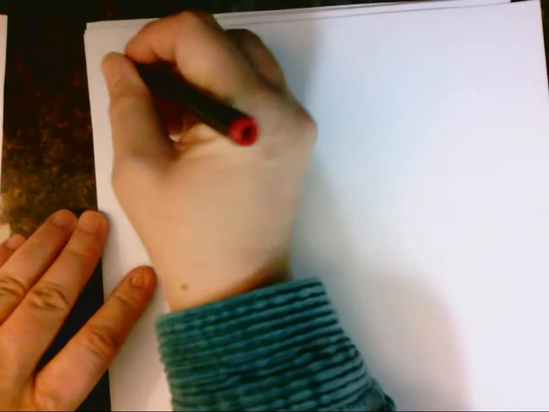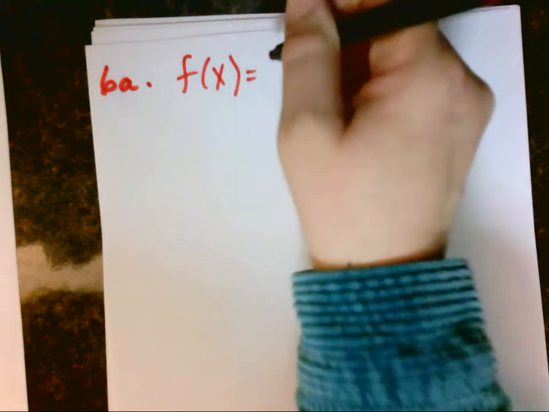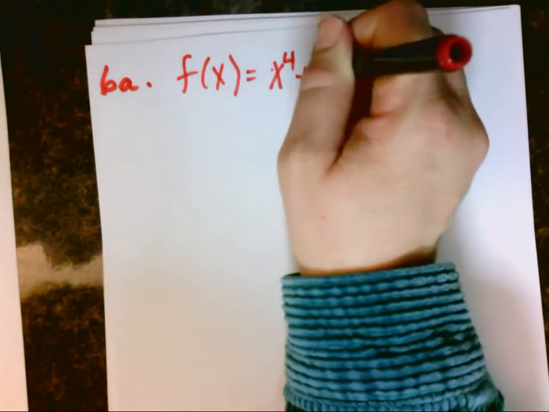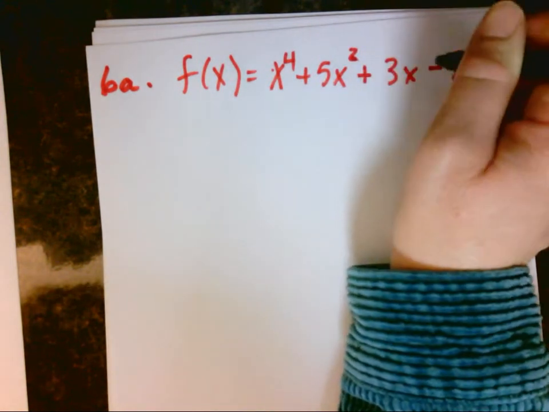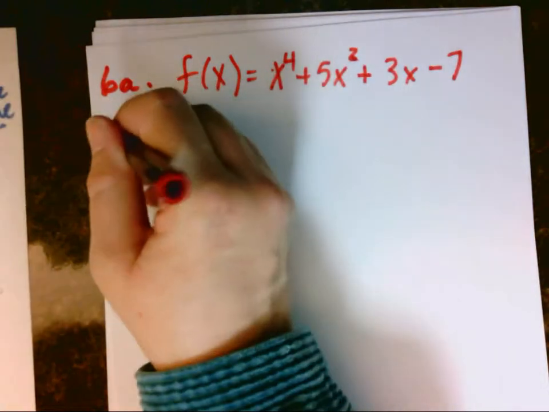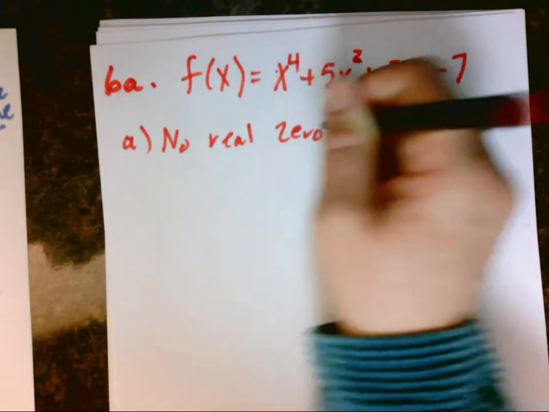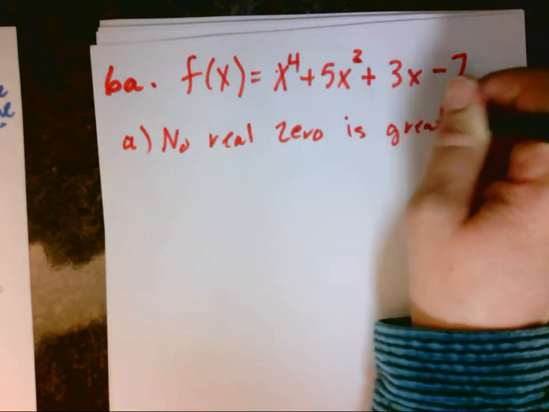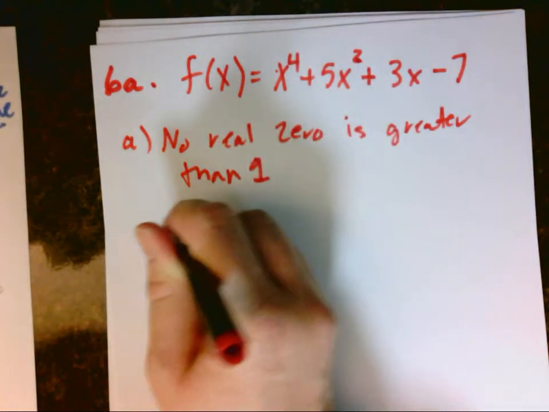So the first set of problems here, let me move this out of the way. Number 6. Part A. Show that the zeros of f of x equals x to the 4th plus 5x squared plus 3x minus 7 satisfy the following conditions. Part A, no real 0 is greater than 1. Okay, so we're going to try 1 as a 0.